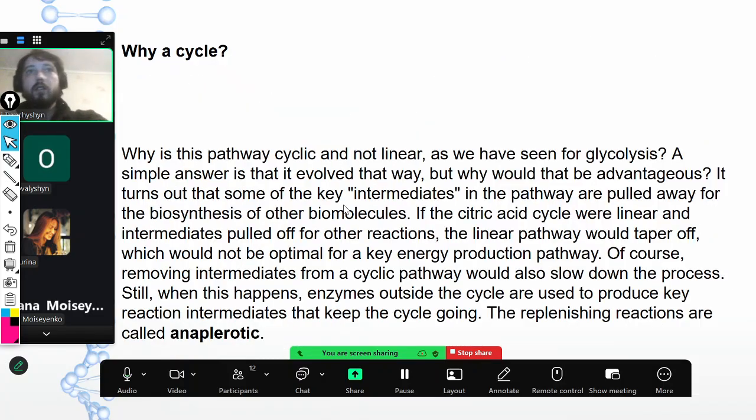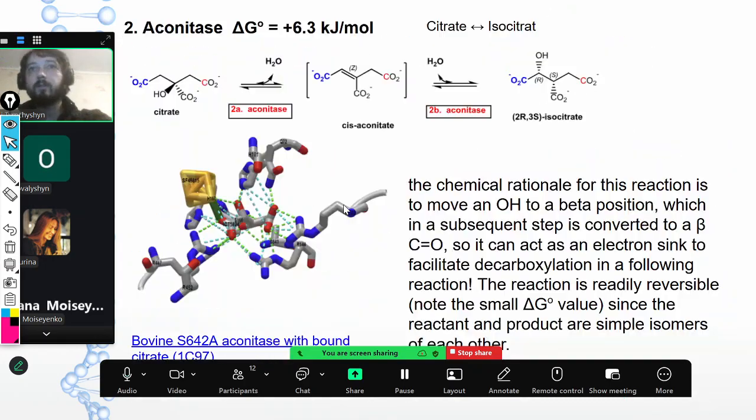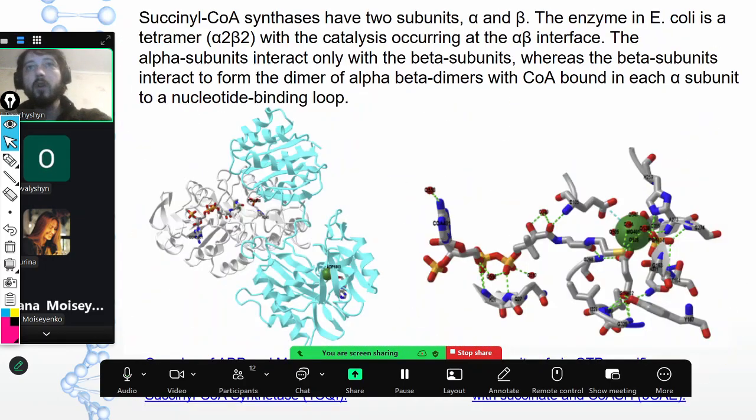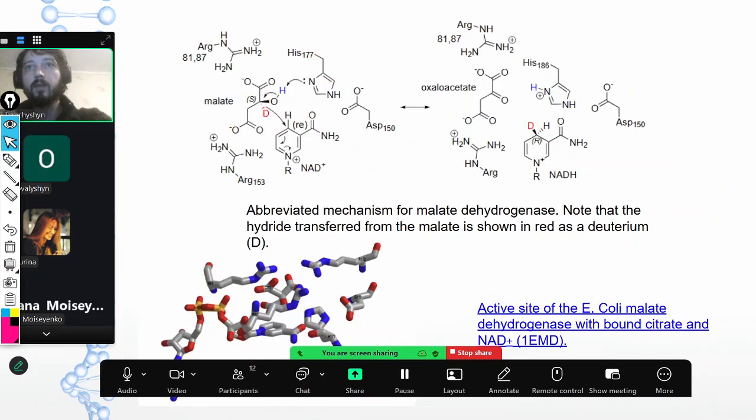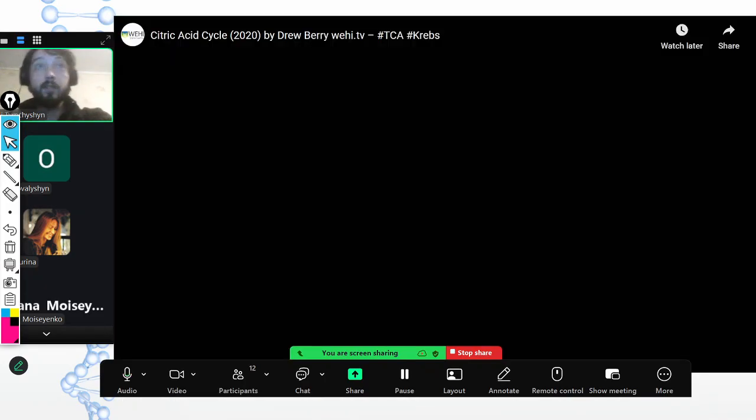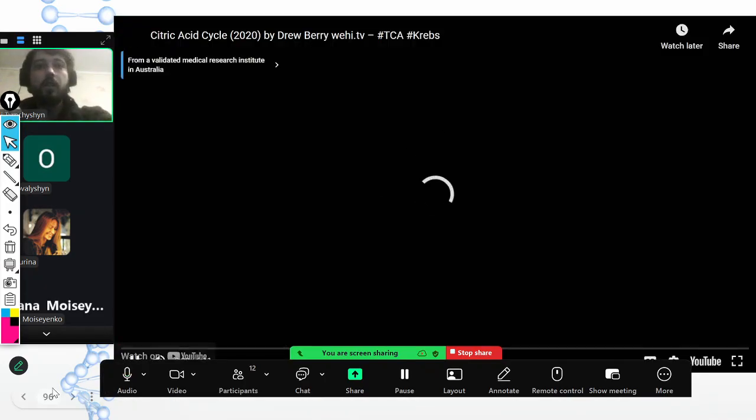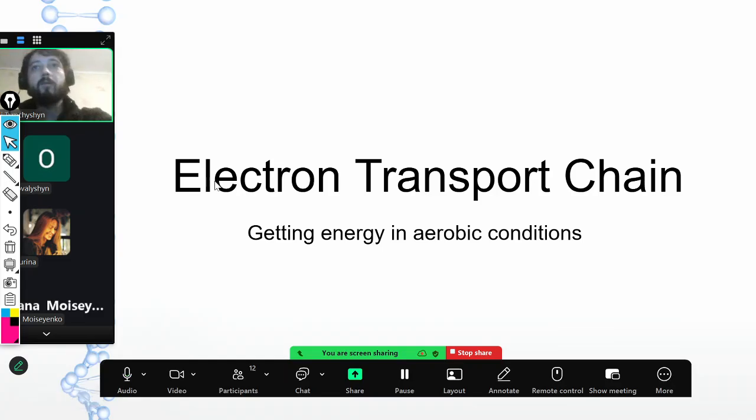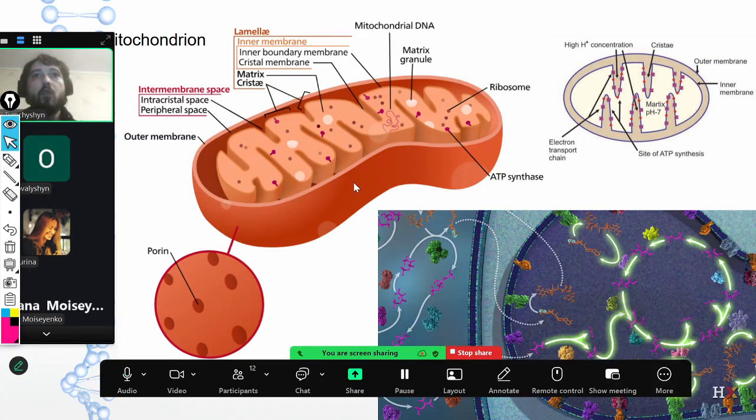But let's get to the final part of all of these. So we have already obtained a little bit of ATP during glycolysis. We have obtained one GTP during Krebs cycle, but now we have a lot of NADH, and we will use this NADH to get more ATP.